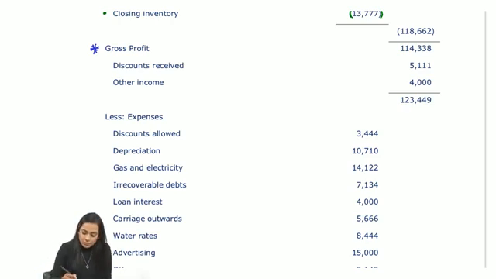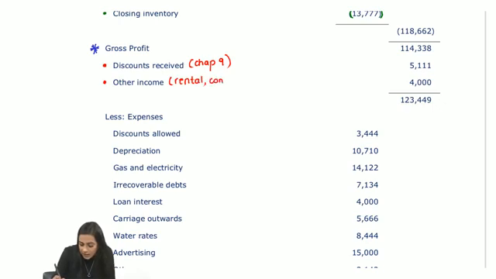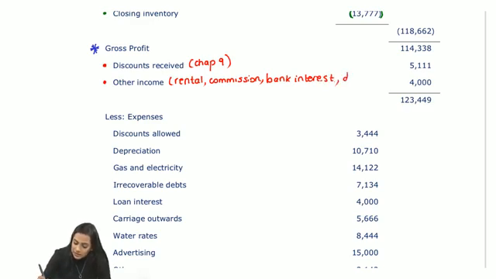And underneath the gross profit, we have all the other types of income and all your expenses. So underneath gross profit, you have other income. You have discount received. We'll see this in chapter 9. Okay. You have other income. Examples of other income could be rental income, could be commission income, could be bank interest, okay, it could be disposals.